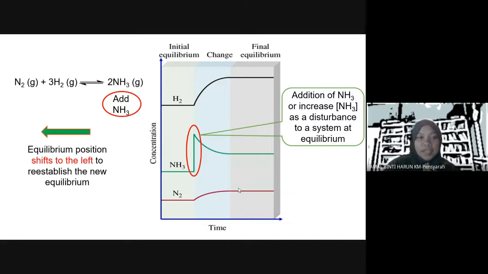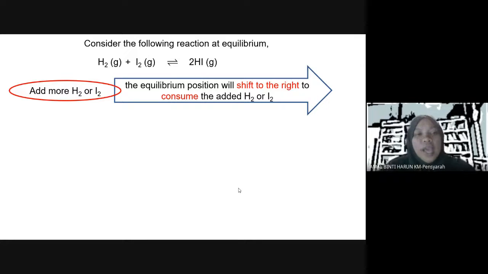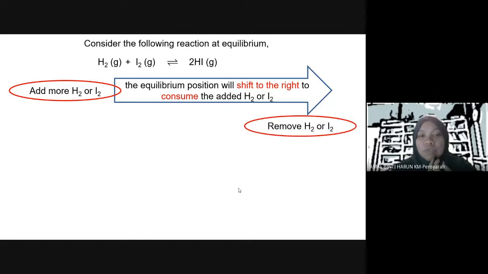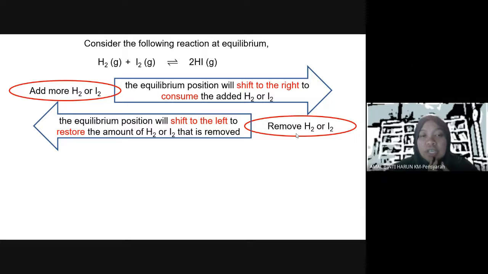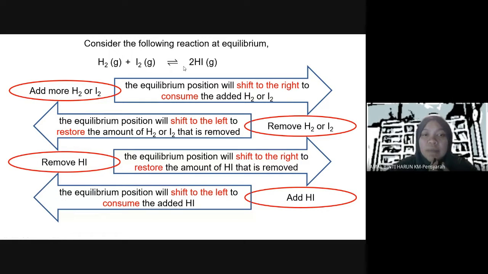Okay. Next is yang ni kita dah cakap dah tadi, reaction shift to the left. Okay, add more hydrogen or iodine. So adding more reactant will shift reaction to the right. Removing, kalau kita remove hydrogen dengan iodine pula, hydrogen iodide akan ditukarkan kepada hydrogen dan iodine. Kalau remove HI, maksudnya sikit concentration HI, hydrogen dan iodine akan bergabung menjadi HI balik. Dan kalau kita add HI, banyak HI converted to hydrogen dan iodine.